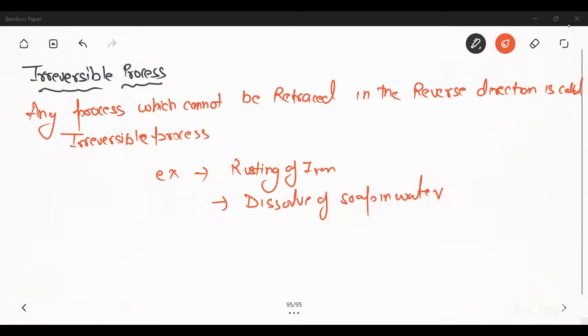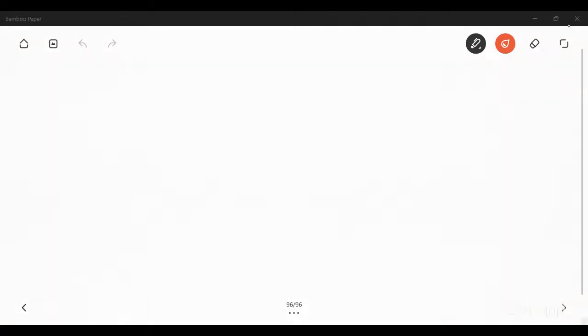Quasi-static processes are infinitely slow processes, so that the system will be in thermal and chemical equilibrium with the surrounding. That is not important from your exam point of view, so I am not writing that process. Simply remember it as the process in which the system and the surrounding are both in thermal and chemical equilibrium with each other. That type of process is known as the quasi-static process.